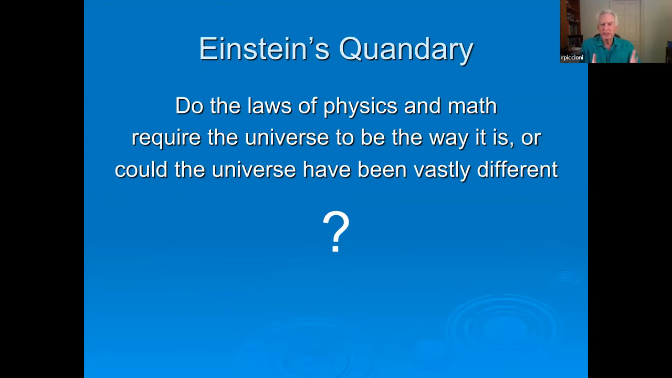And if the answer is the second, then Einstein's next question would be, why did God choose this one out of the variety of other choices? Well, when Einstein asked the question 50 years ago or more, there was no answer to this question. But now in the intervening half century or more, we have many answers to provide.